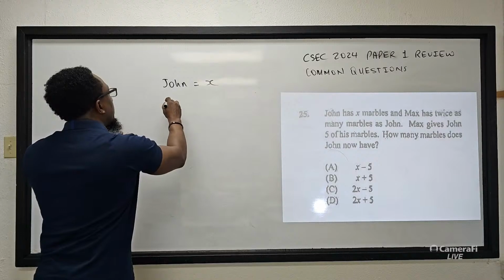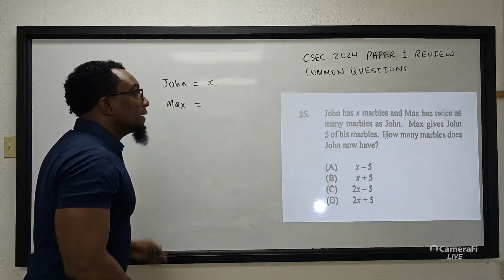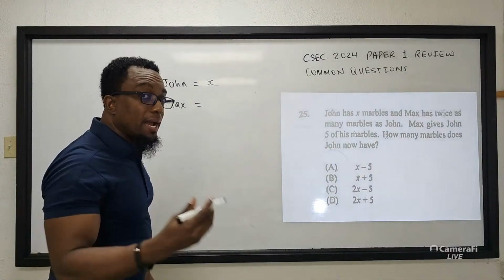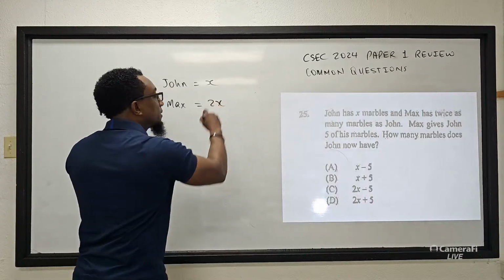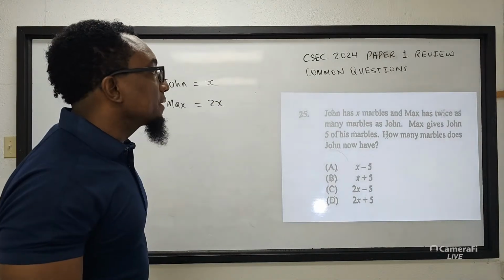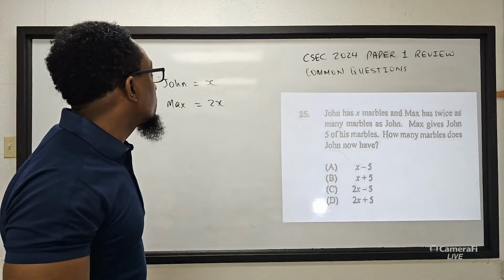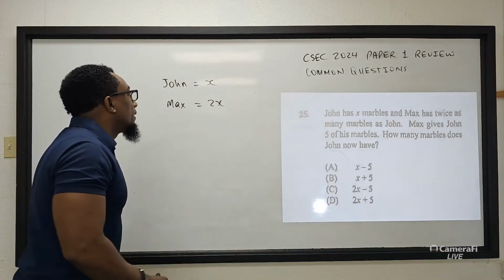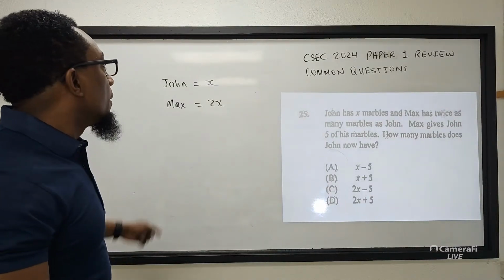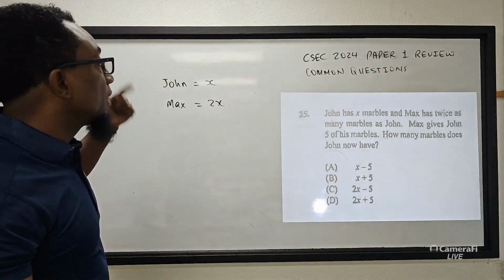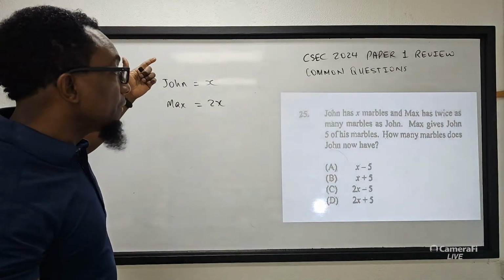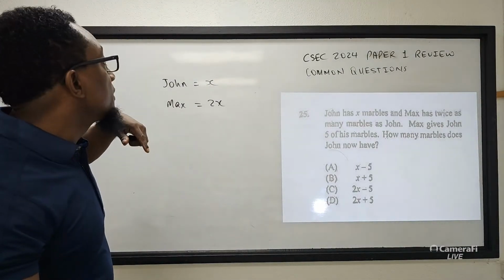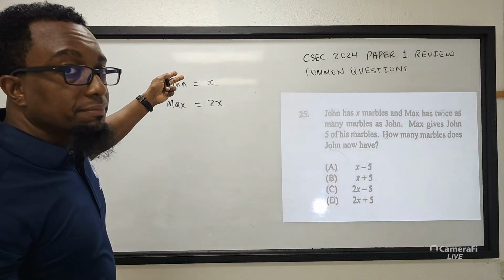Max has twice as many marbles as John. So twice as many means 2 times X. Good? And Max gave John 5 of his marbles. So if Max gave John 5, how many marbles will John have? Just simply add 5 to X.